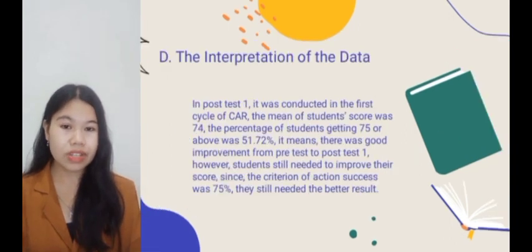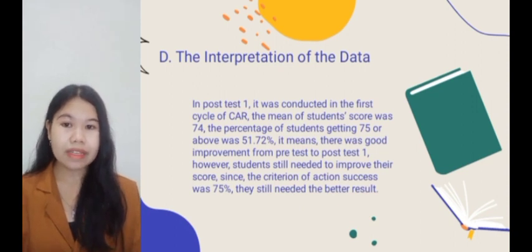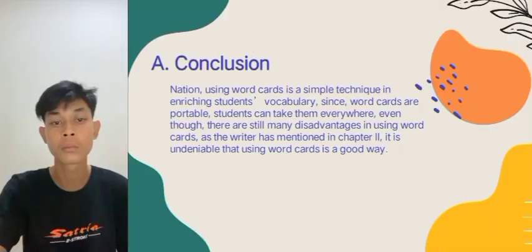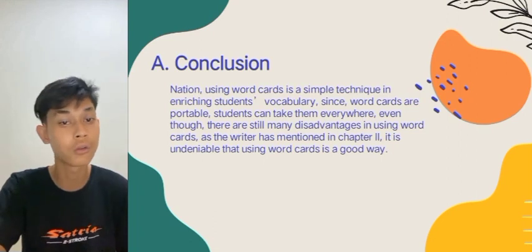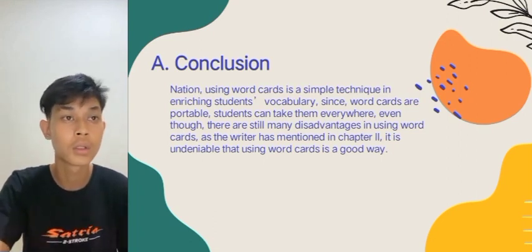D. The interpretation of data. In the first post-test, it was concluded that in the first cycle of CAR, the mean of student scores was 75. The percentage of students getting 75 or above was 41.72. So guys, I will read the conclusion and suggestion from our discussion.